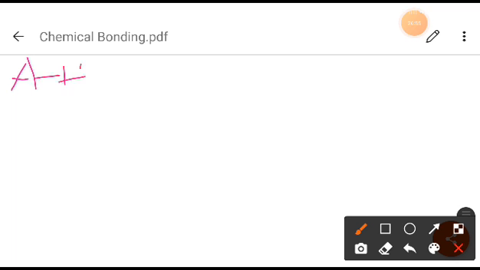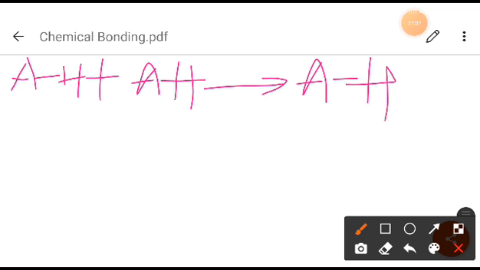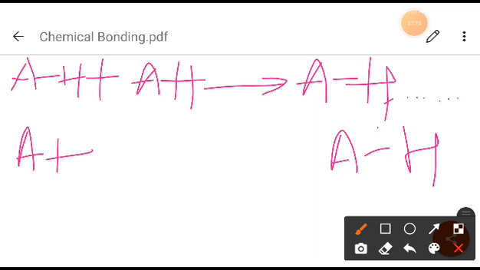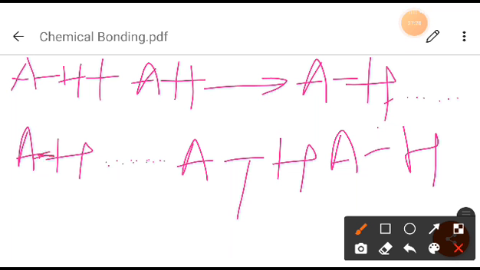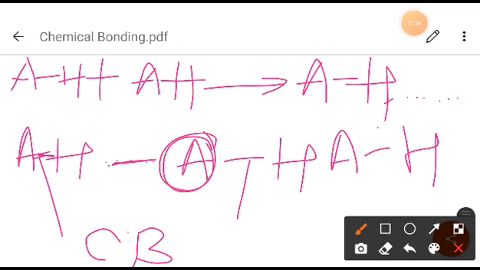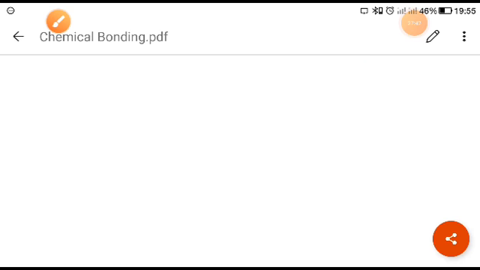AH plus AH, which can give AH, and after that A again H, and it will go on, right? So here when we are writing AH, there is an attraction between A and H again. The bond within each AH is a covalent bond, right? But this attraction which exists between this partial negative and partial positive charge is called what, hydrogen bond, right? I hope you have understood this, right?